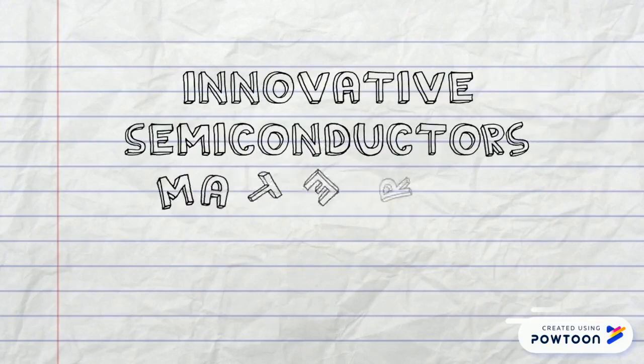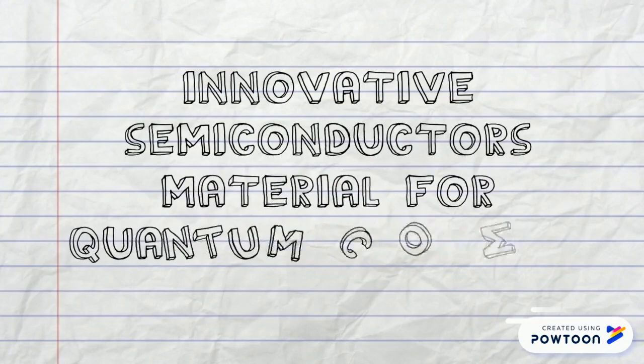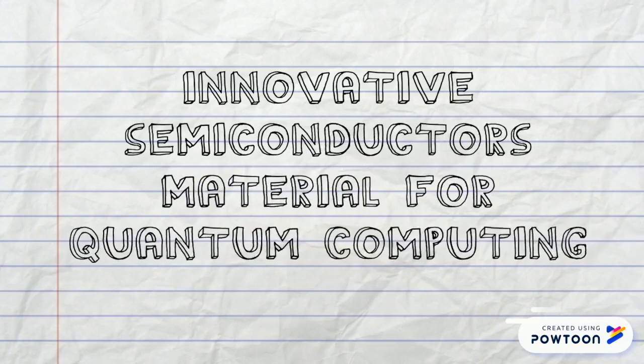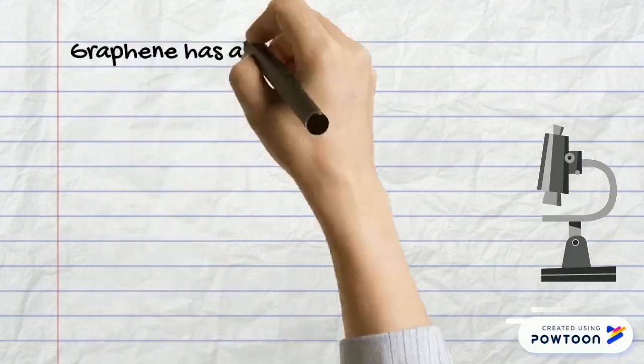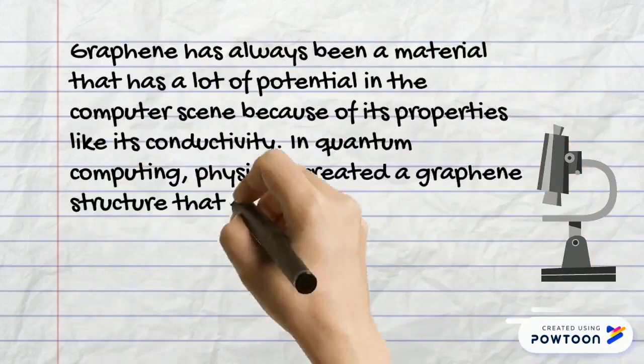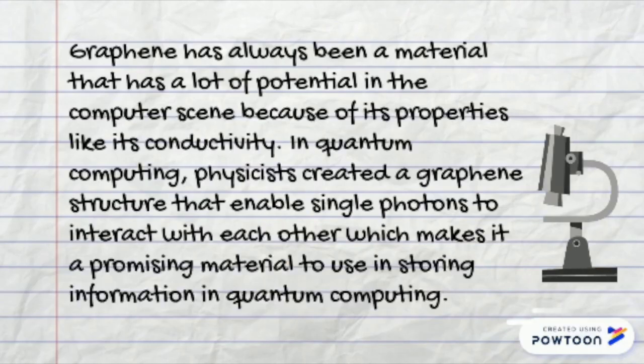Innovative semiconductor materials for quantum computing. Graphene has always been a material that has a lot of potential in the computer scene because of its properties, like its conductivity. In quantum computing, physicists created a graphene structure that enables single photons to interact with each other, which makes it a promising material to use in storing information in quantum computing.